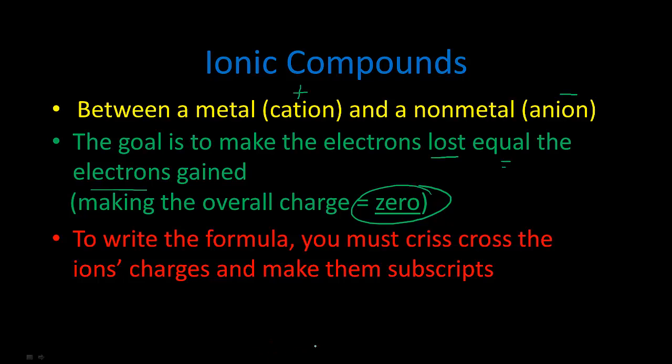That makes the overall charge of the compound 0. Now to write the formula, you have to crisscross the ions' charges and make them subscripts. Now remember, subscripts are the numbers at the bottom.